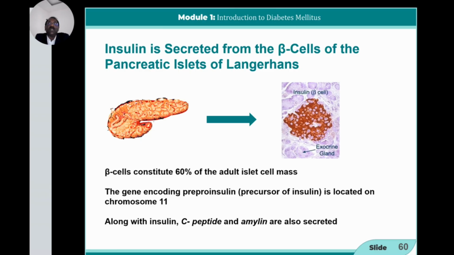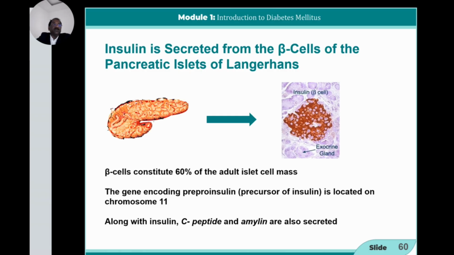So if you calculate the C-peptide, suppose C-peptide is 10, how many insulin molecules are there? 10. In that way we use the C-peptide, and if the C-peptide is very high, what is the type of diabetes? Type 2 diabetes, that is hyperinsulinemia. Suppose C-peptide levels are very low. Very low means insulin is also very low, so that means it is type 1 diabetes.